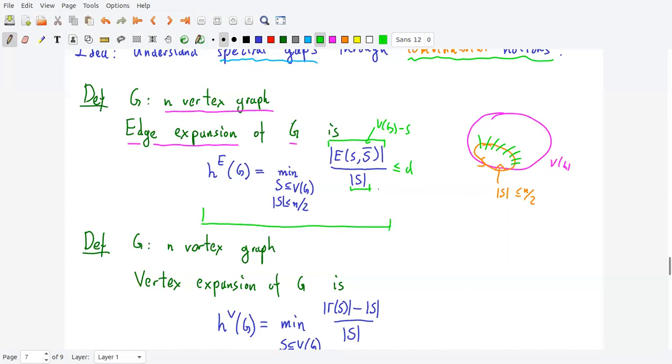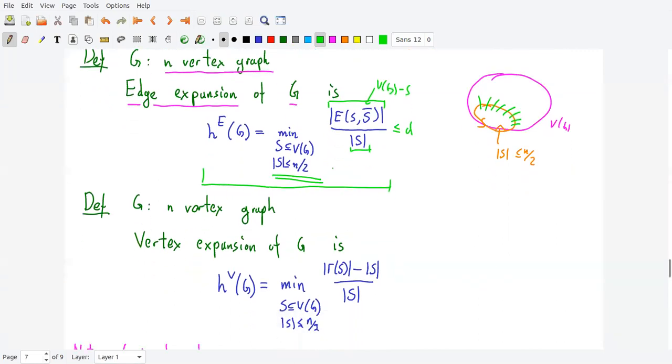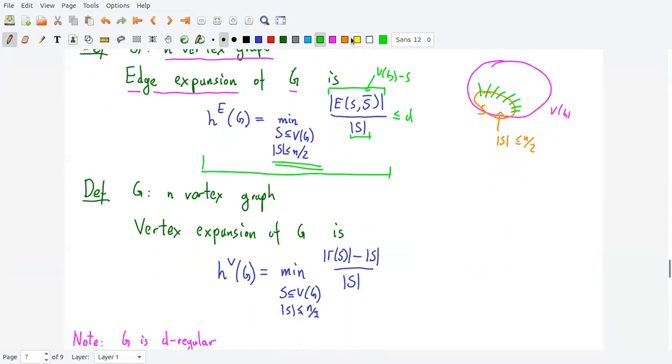I take this quantity and I take the minimum of it over all subsets of at most half of the vertices. So a graph has a good edge expansion if every set of vertices expands significantly, with quite a number of edges. And vertex expansion is a similar notion, but a bit different. So imagine again that you've got a graph and you are taking some subset of vertices S, again of size at most n/2.